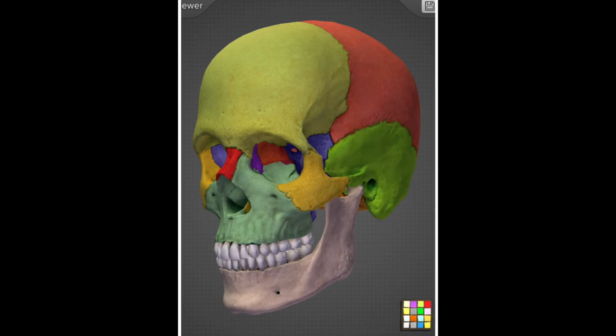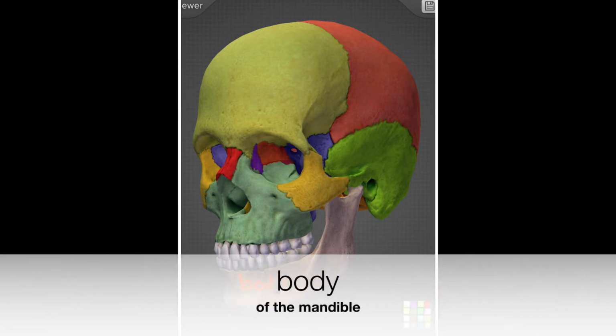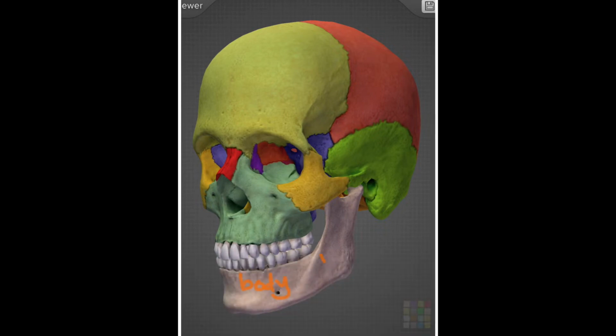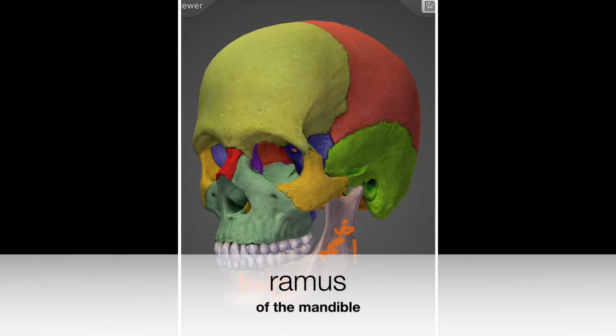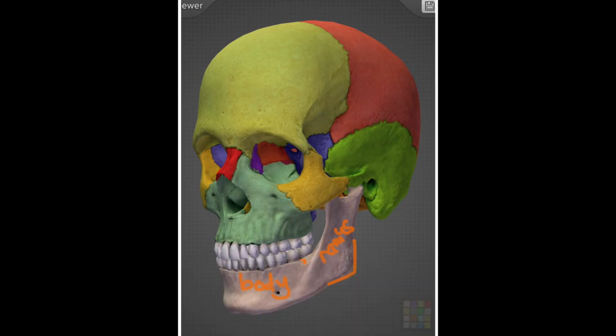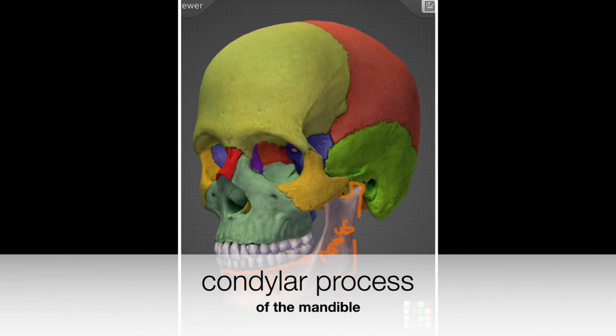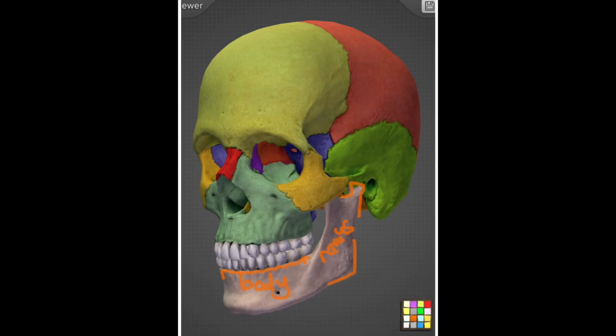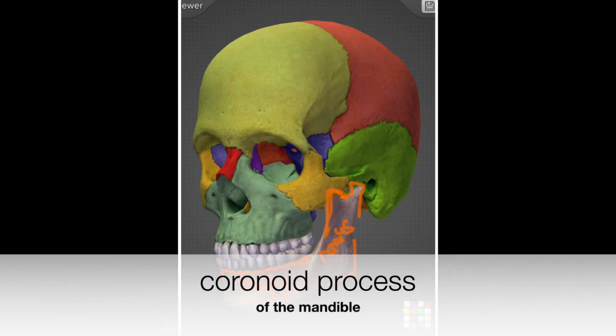Considering the mandible, it is the jawbone, and it's made up of two parts. This lower part is the body, and this other part is the ramus, and they meet at the angle of the mandible, or angle of the jaw. The body is the part that bears the alveolar process, which carries the sockets for the mandibular or lower teeth. The ramus has two processes: a condylar process, which carries the mandibular condyle, which is the articular surface for the mandibular part of the temporomandibular joint, and the coronoid process, which is a pointy process.